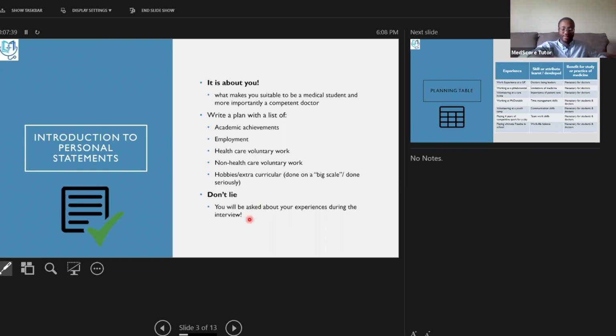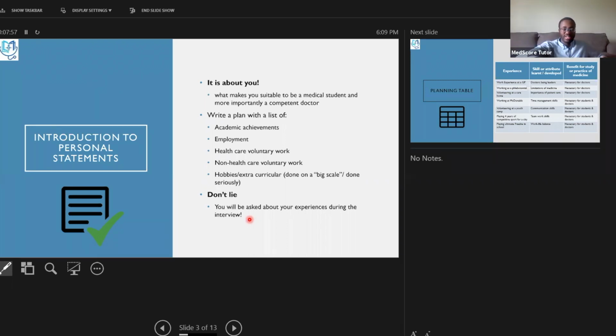Try not to lie in your personal statement, and don't be nervous or scared if you think you don't have enough experience, because I'll show you hopefully through this that it's not necessarily about the experiences you have, but about how you demonstrate what you've learned from those experiences.